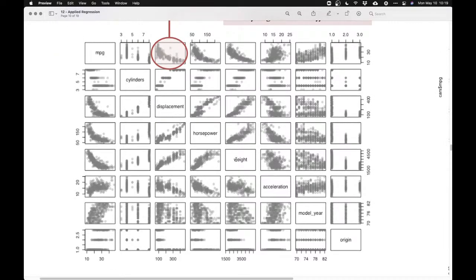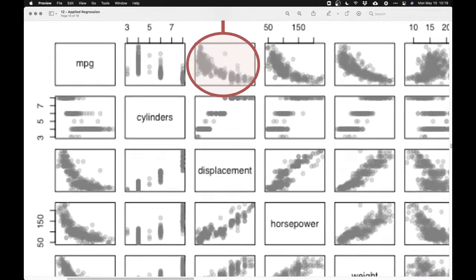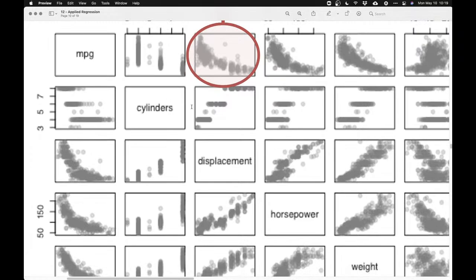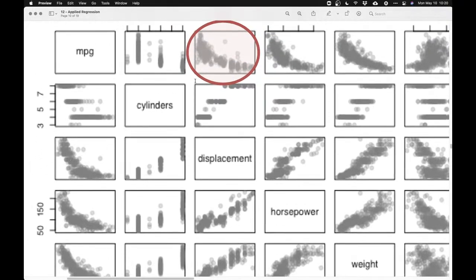This is showing you scatter plots, and these are bivariate scatter plots. It's showing you, for example, this picture up here is the scatter plot for cylinders versus miles per gallon. This scatter plot over here, and symmetrically this one up here, is the scatter plot for miles per gallon versus displacement. Okay. Now, what's the difference between these two?